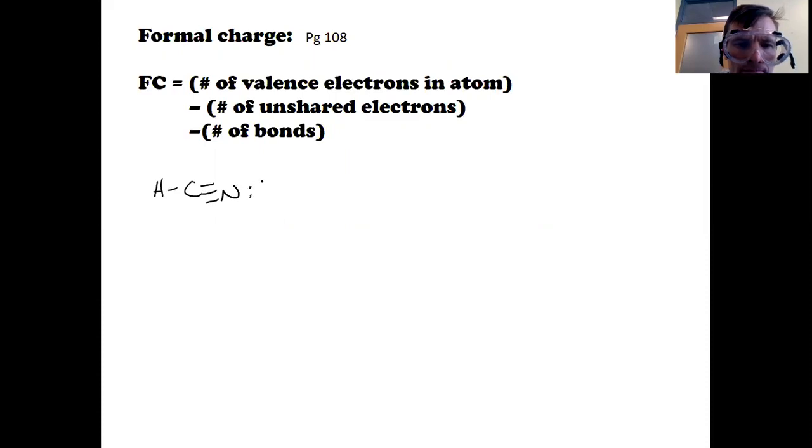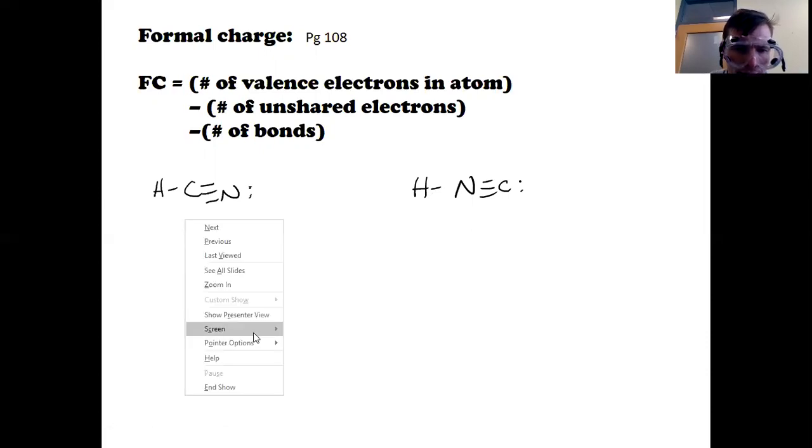So I'm going to go through and draw those two molecules again. Here was one. Here was the other. H, N, C. We're going to go through and calculate formal charge for both of these. Formal charge is associated with each atom. So when you calculate formal charge, you're going to calculate it for each atom in the molecule.